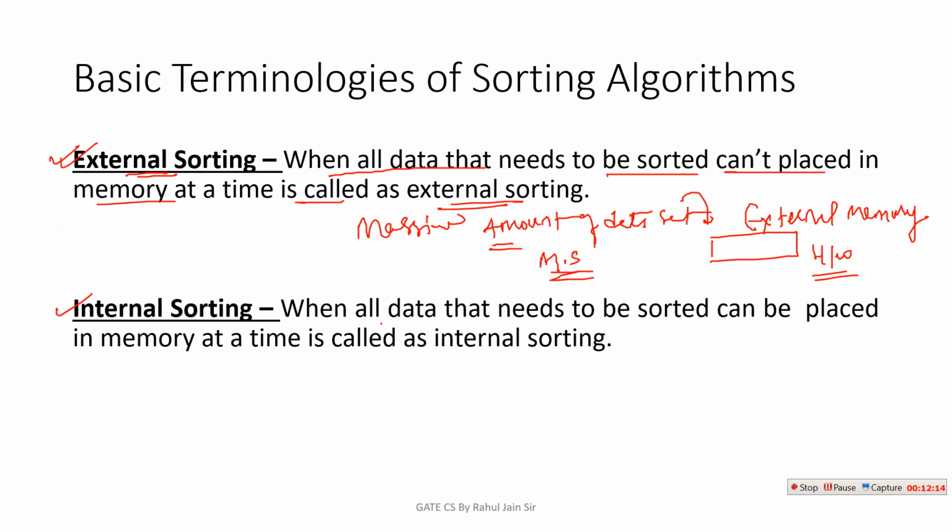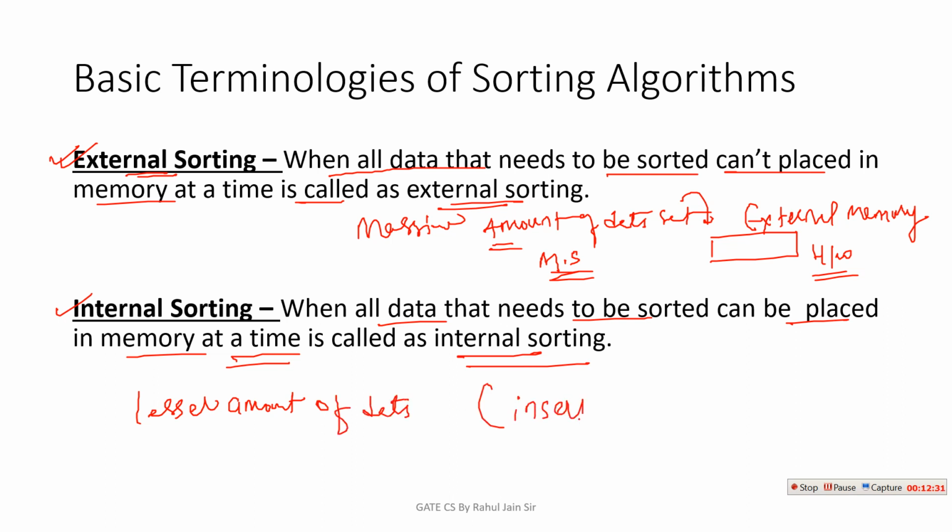Internal sorting means when all the data sets that need to be sorted can be placed in memory at a time. Basically, in internal sorting there is a lesser amount of data while sorting. For example, insertion sort. Okay, so these are the basic terminologies.